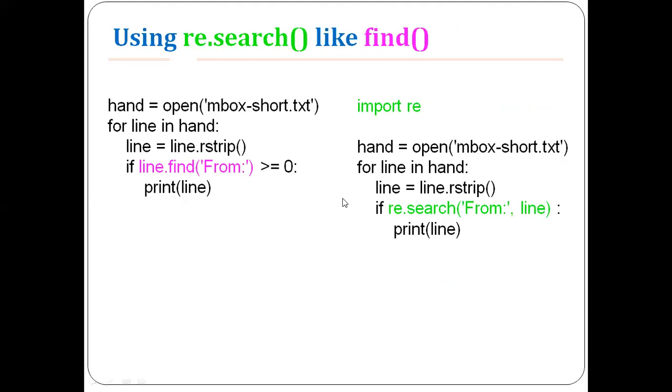So let us look at one example here. We have a file called mbox-short.txt. We are opening it in read mode, and we are reading each line from the file handler. That is, line is equal to line.rstrip, that is, whatever the right white spaces you have has to be removed first, then it is assigned to line. And if line.find of From is greater than or equal to 0, just print that line. That is, if you have a line with capital F R O M, then a colon, you have to print that line, right?